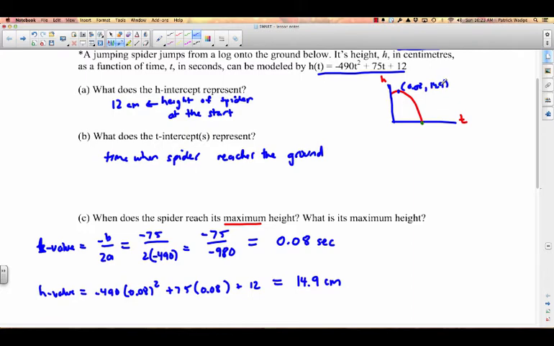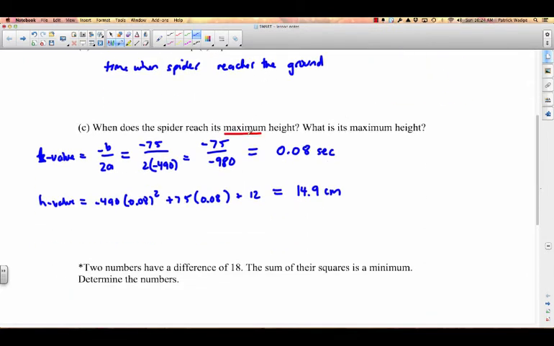Now, does that seem reasonable? It says back here that he started at 12 centimeters and he got up to 14.9. That sounds about right. I mean, a spider's not going to jump 30 centimeters up in the air or something. Less than 3 centimeters sounds about right. Starts at 12, jumps up to 14.9, and then comes down. So we've solved this question. Maximum height is 14.9 centimeters. When does the spider reach the maximum height? 0.08 seconds. What is the maximum height? 14.9 centimeters.